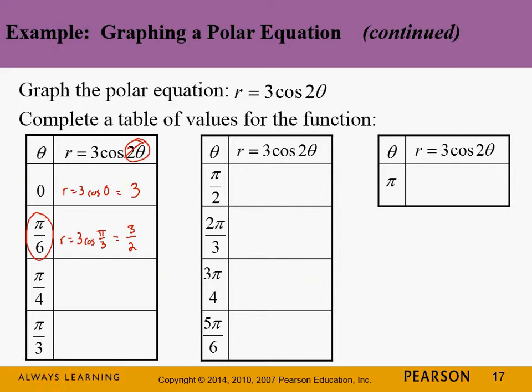So if I put in pi over 4, r equals 3 cosine of 2 pi over 4, which is just pi over 2. What's 3 times cosine of pi over 2? What's cosine of pi over 2? 0. So 3 times 0 is 0. All right?